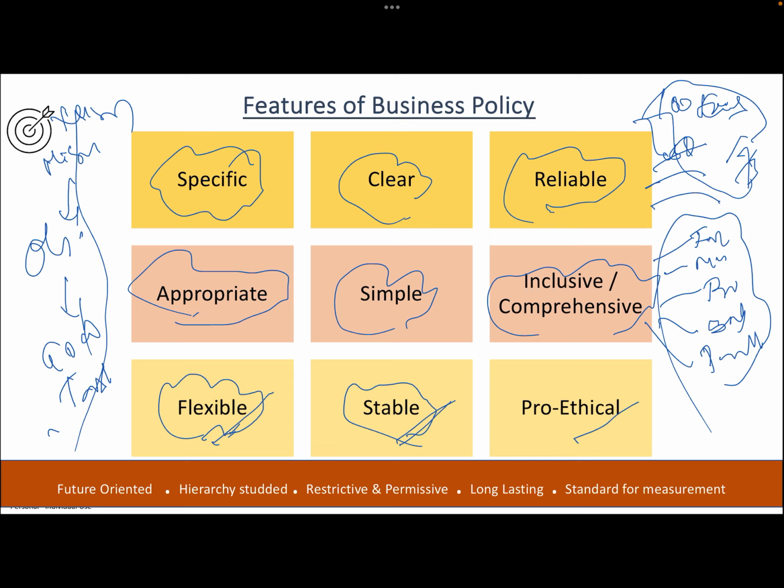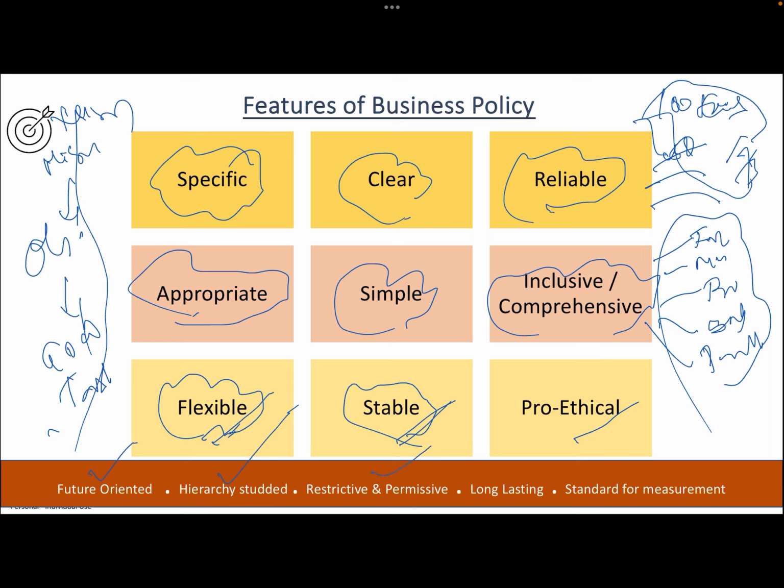And then all business policy documents should be pro-ethical. Summarily, business policy documents should be future oriented. It should tell us where we are going to reach. Hierarchy stated. Hierarchy stated means there should be a proper hierarchy of who can take certain responsibilities, who can take decisions. It is not that top management will always take the decision. So how this entire delegation works should also be properly stated.